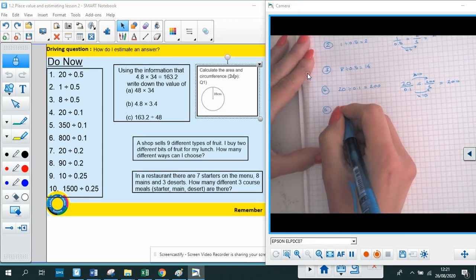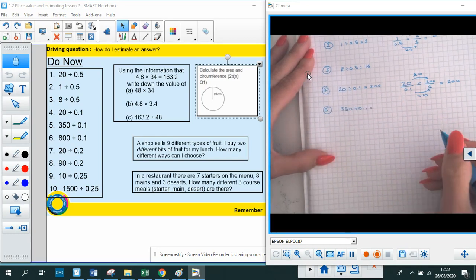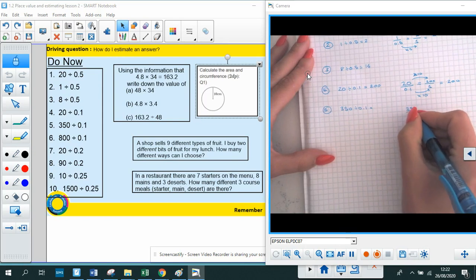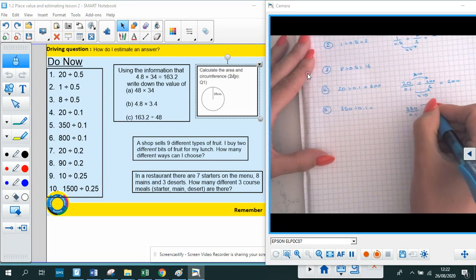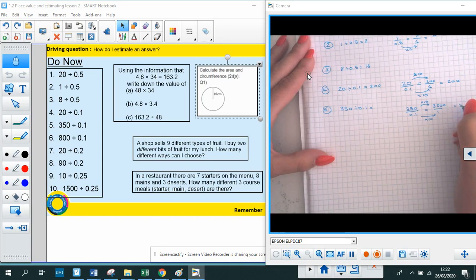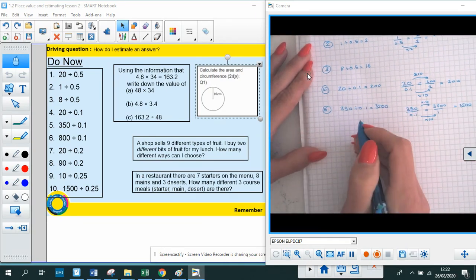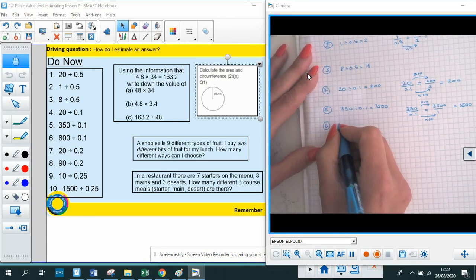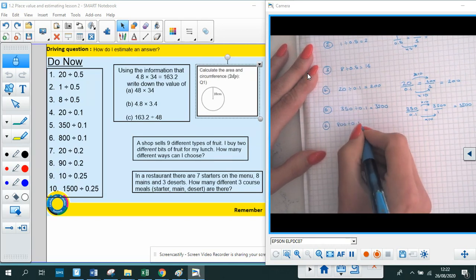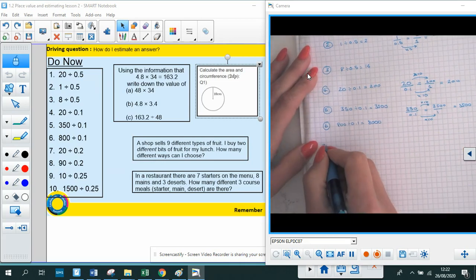Question 5. 350 divided by 0.1. Okay, we'll do the same method here. Divided by 0.1 is the same as 3,500 over 1 because we're multiplying by 10, which is 3,500. Or dividing by 0.1 is just the same as multiplying by 10. So for question 6, we'll just say 800 divided by 0.1 is 8,000. Question 7.